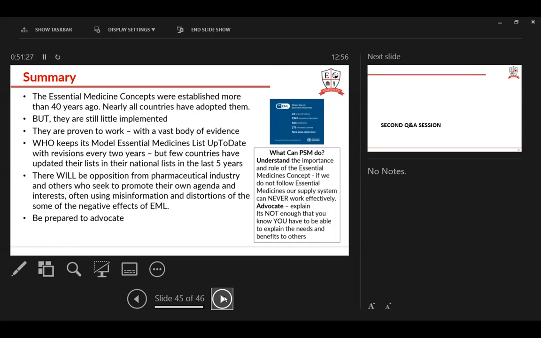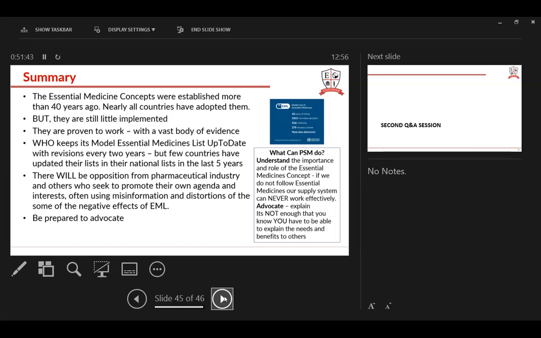Maybe somebody will ask the question, or maybe I ask the question: what do you know about EML? Is it being reviewed every year, or every 2 years, or every 3 years? You tell me. But few countries have updated their national list in the last 5 years.